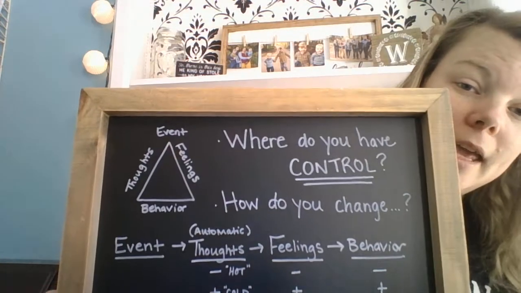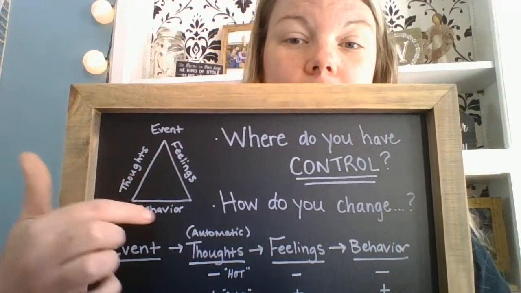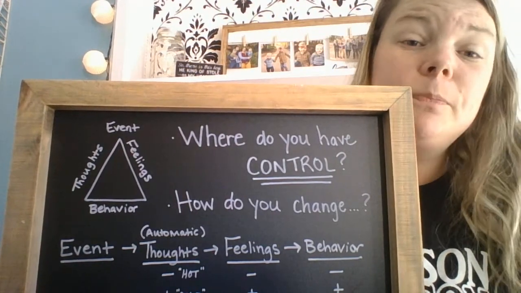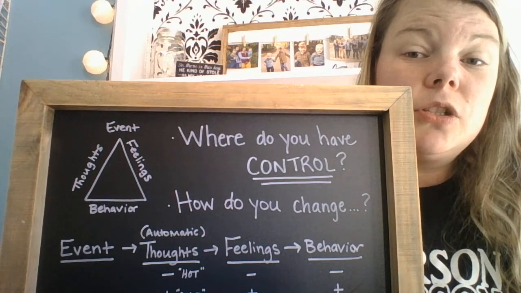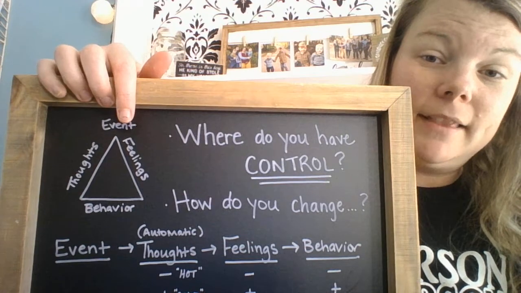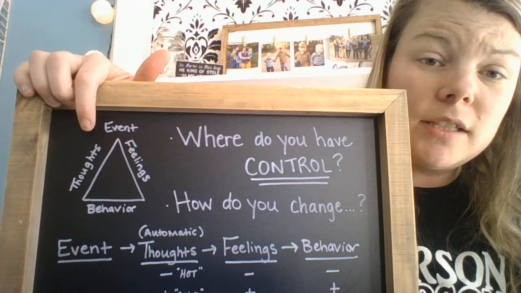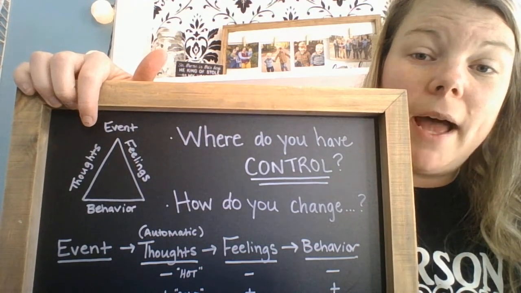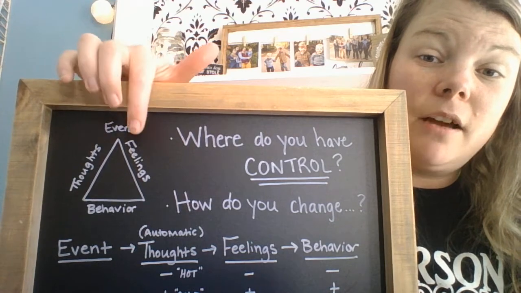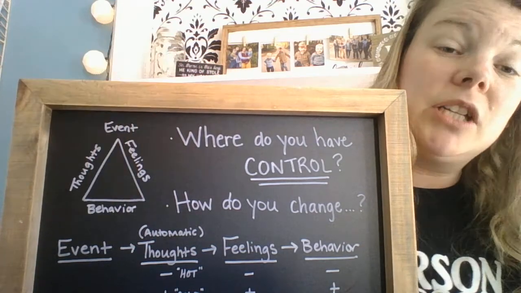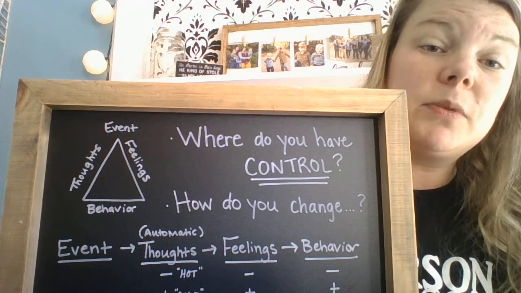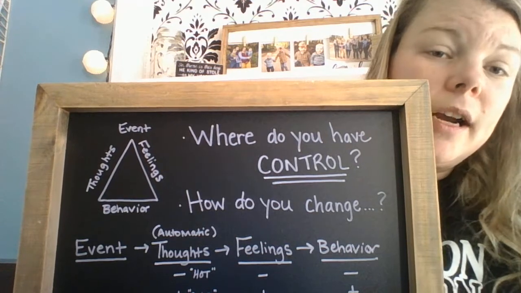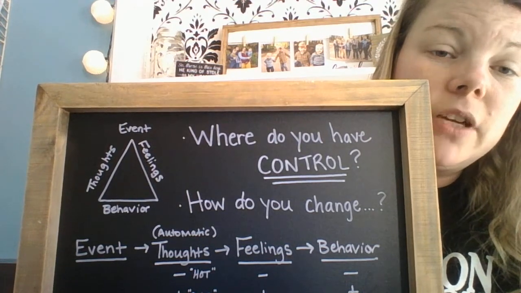So if you can recall this triangle, we have introduced this to many of you already. Usually there is an event, which is right there at the top. You have some sort of thoughts about that event, and usually they're automatic. They're things that just really quickly come into mind. And then those thoughts affect the feelings, which affect the behavior. And it's a triangle because it just continually loops around. So I have some questions up here at the top. Where in that triangle do you think that you have control?